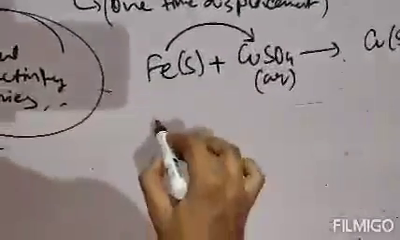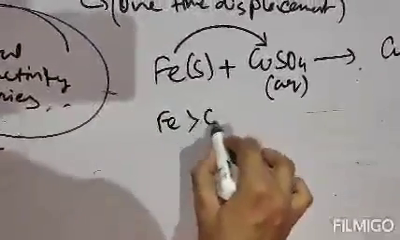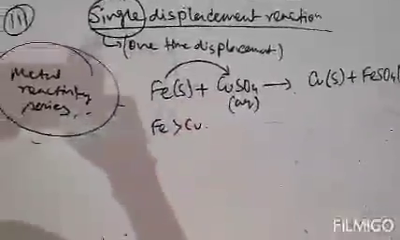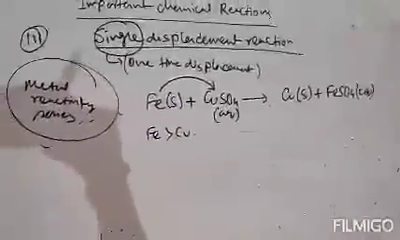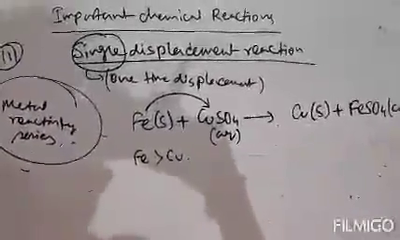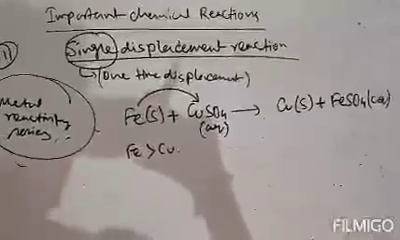Clear? Now Fe is more reactive than copper. That's why the displacement is taking place. Fe is more reactive than copper, and that's why this displacement reaction can take place.